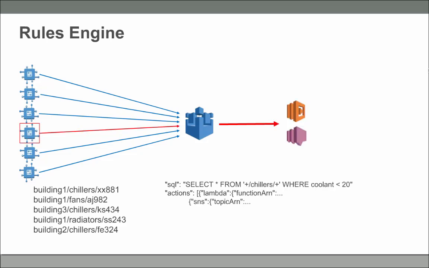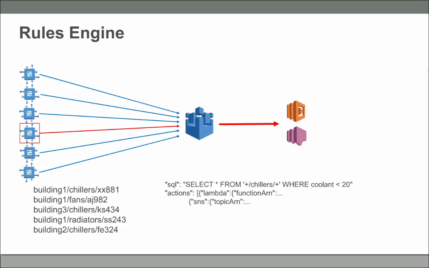You can also use the rules engine to pick the needles out of the haystack. In this case, we've got chillers that are in all of our buildings, and if the coolant level ever dropped below a certain value, we want to know about it. That's a bad thing. And so I constructed this to say select all the messages again from, and when I say plus there, that's another MQTT wildcard, and it just matches one level of the topic. So I'm saying select from any of the buildings, if the equipment type is chillers, and then any of the equipment that is a chiller. So just all of my chillers.